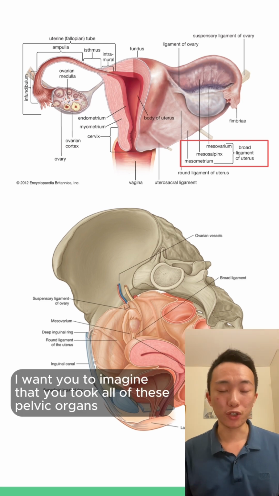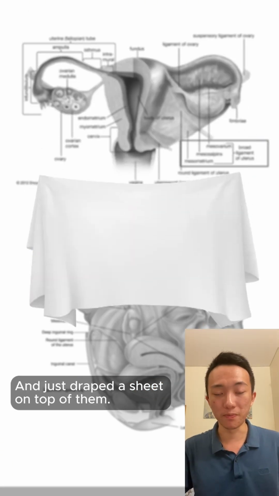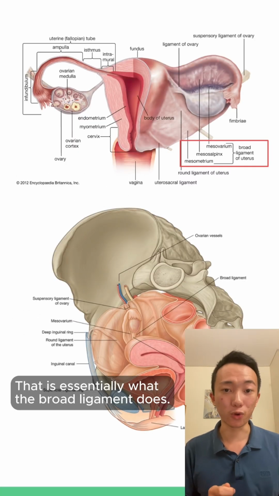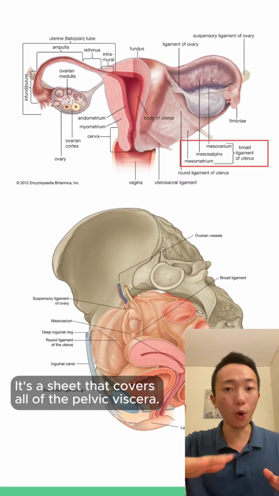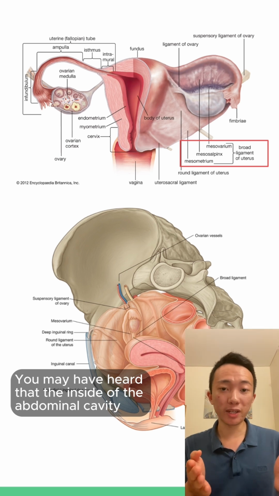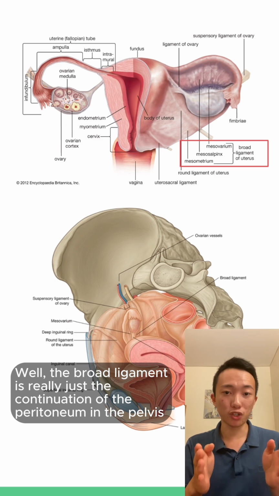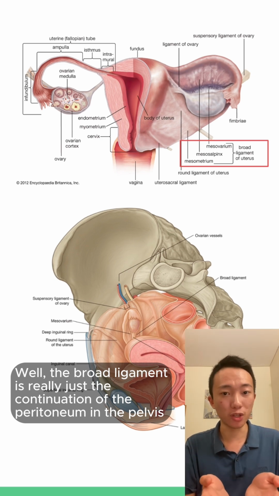I want you to imagine that you took all of these pelvic organs and just draped a sheet on top of them. That is essentially what the broad ligament does. It's a sheet that covers all of the pelvic viscera. You may have heard that the inside of the abdominal cavity is lined by a thing called the peritoneum. Well, the broad ligament is really just the continuation of the peritoneum into the pelvis.